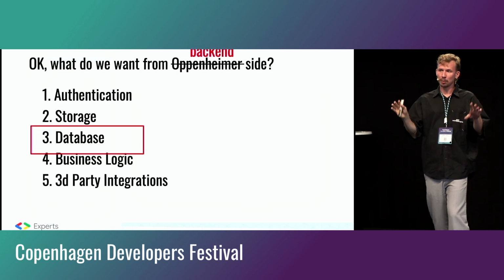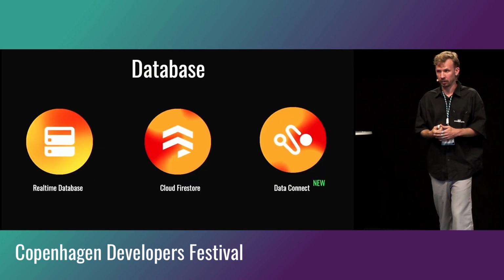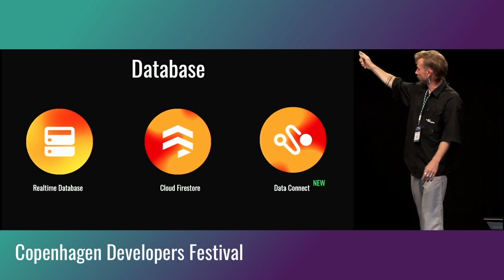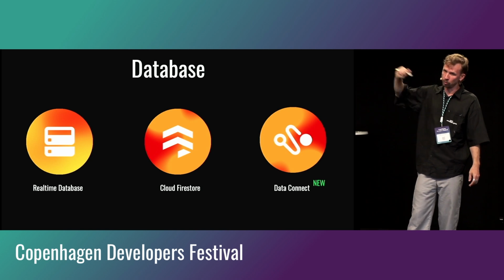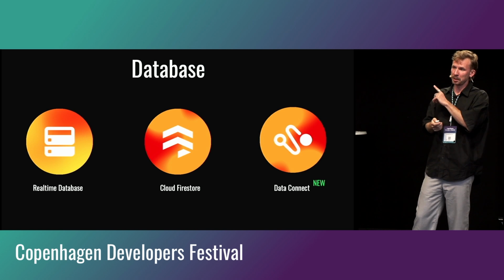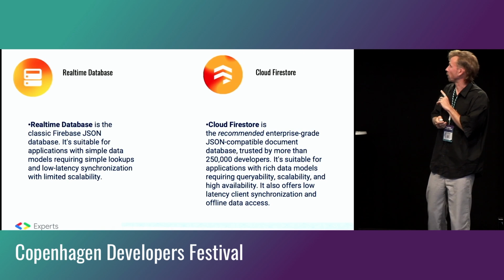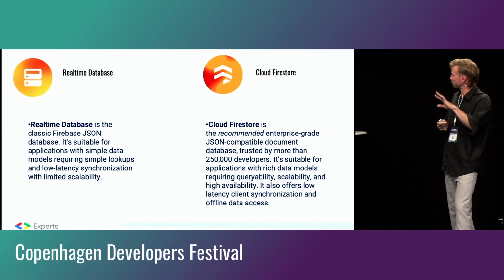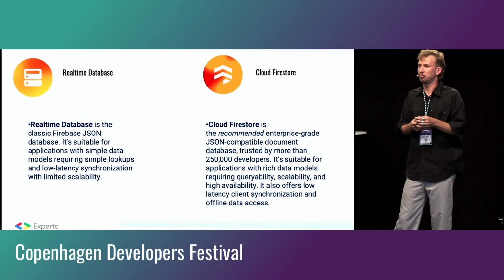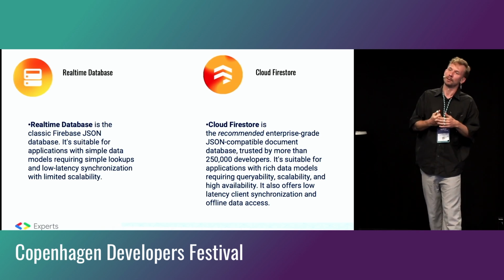Database. With the database, the situation is a little bit more complicated because there are three databases in Firebase. It started as a database, and now there are three: Realtime Database, Cloud Firestore, and an absolutely new product, Data Connect. Realtime Database is the database with which Firebase started in 2011. Cloud Firestore is a little bit newer. Both of them are NoSQL databases, but there is an explanation of which one you should use for which purposes.